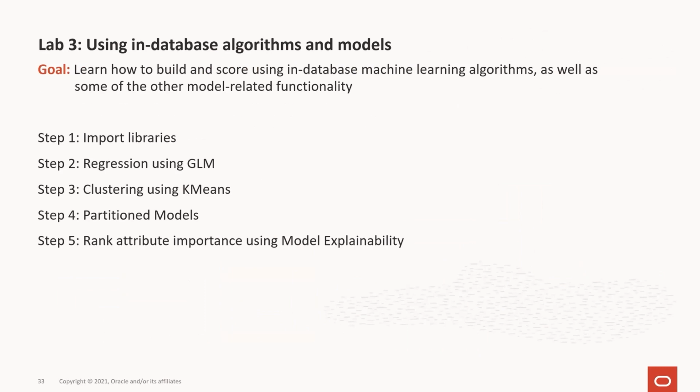For Lab 3, the goal is to learn how to build and score using in-database machine learning algorithms, as well as some of the other model-related functionality. Step 5 touches on the model-agnostic feature importance ranking of predictors. It's fairly straightforward, so take about 10 minutes to complete this lab.